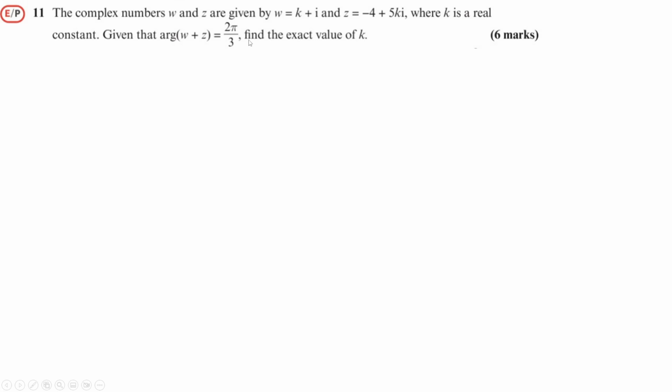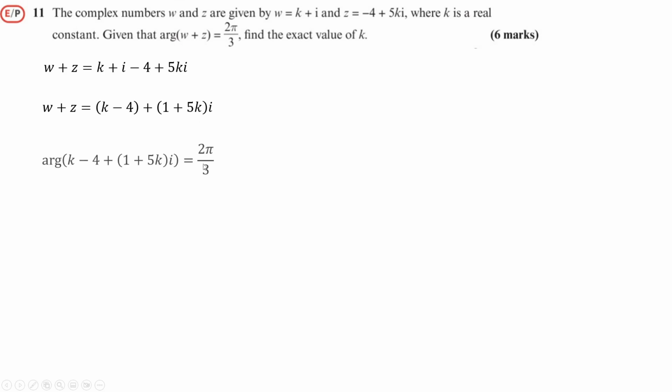The complex numbers w and z are given by w equals k plus i and z equals this, where k is a real constant. Given that the argument of w plus z is 2 pi over 3, find the exact value of k. Let's just add w and z together to see what this is going to be. If you do that, you'll get this. I've just clumped together the real parts and the imaginary parts.